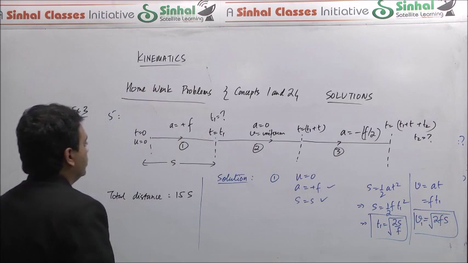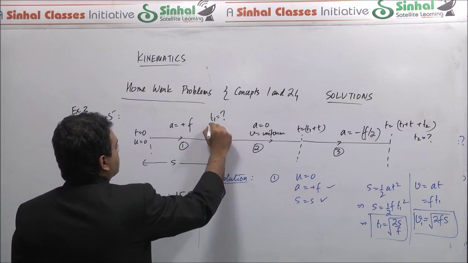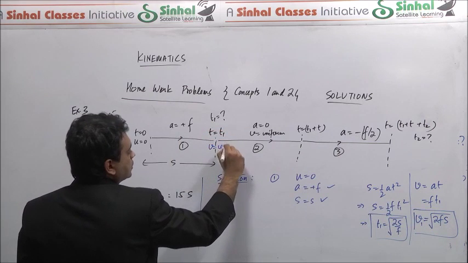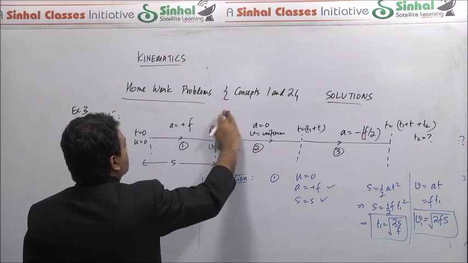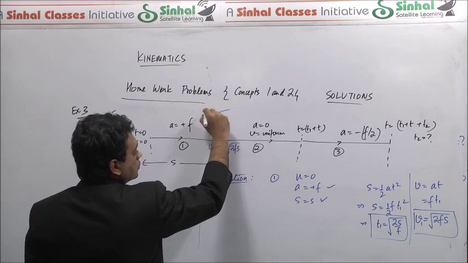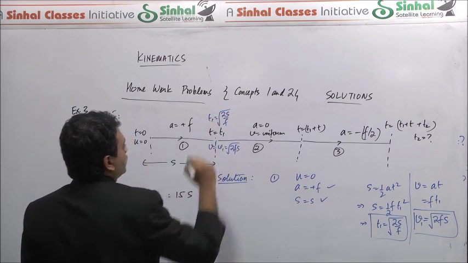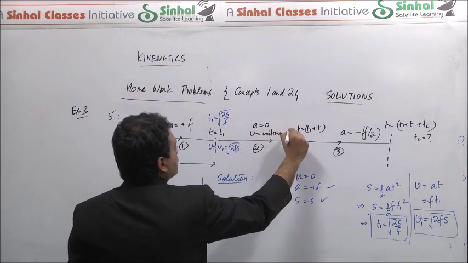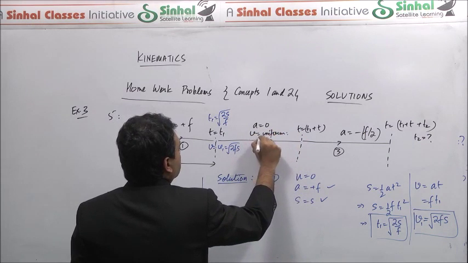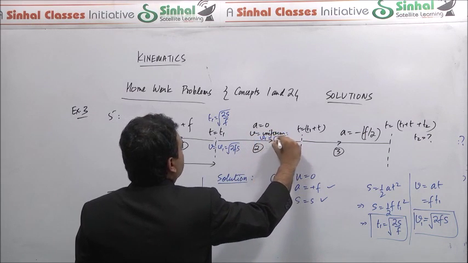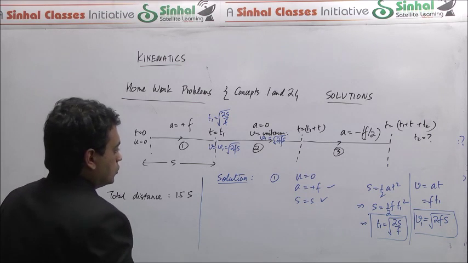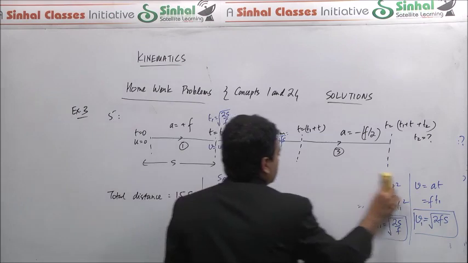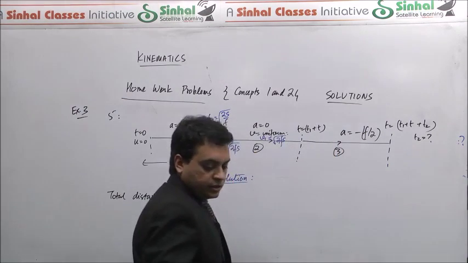So that now tells us that by the time it reaches here, it has a velocity of v1, which is the square root of 2fs, and the time t1 is the square root of 2s by f. So that tells us that the uniform velocity here is v1, which is the square root of 2fs. That will help us understand the second interval.